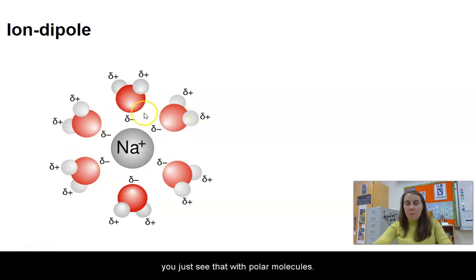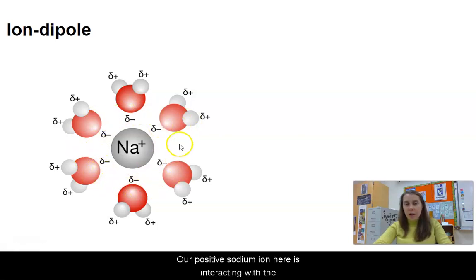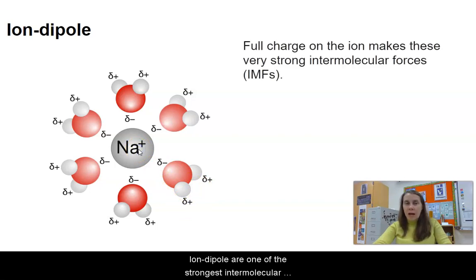All right, so our positive sodium ion here is interacting with the negative or partial negative side of the water molecules that are here. And you don't see any of the positively charged hydrogens pointing that way because our like charges would repel. Right? So ion-dipole are one of the strongest intermolecular forces because we have a full charge on that ion. And the ion could be positive, as I've shown here, or it also could be negative. So we could have a chlorine ion or chloride ion here with a negative charge, and then all of our water molecules would shift around so that the positive ends would be facing the ion because of the attraction between the positive and the negative.